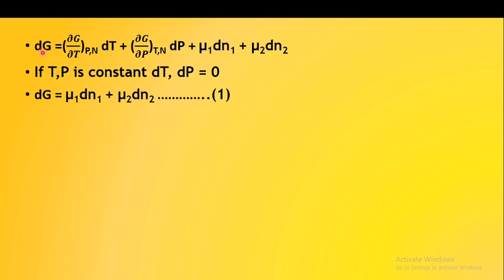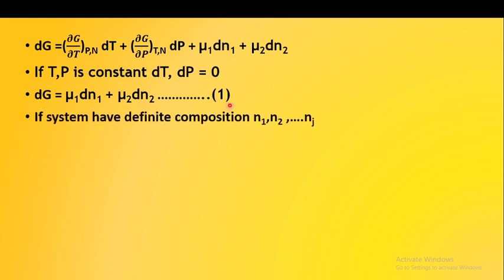So this equation can be written as dG is equal to dG upon dT at constant pressure and number of moles into dT, plus dG upon dP at constant temperature and number of moles into dP, plus mu1 dn1 plus mu2 dn2. If the temperature and pressure are constant, then dT and dP become 0. Therefore, this equation can be written as dG is equal to mu1 dn1 plus mu2 dn2. This is called equation 1.